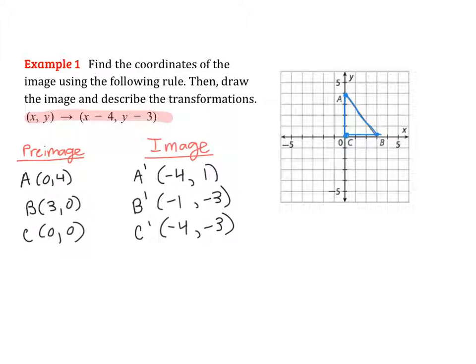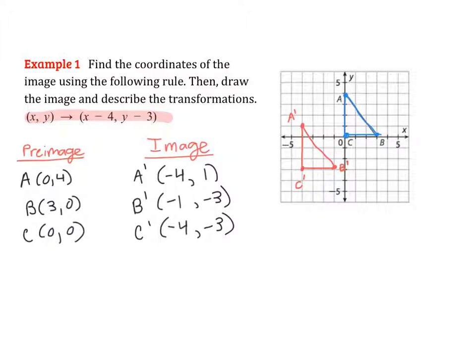So I'm going to plot those points and draw our image. We have negative 4, 1. That's going to be A prime. And then we have negative 1, negative 3. That's going to be B prime. And then we have negative 4, negative 3. That's C prime. And then connect your dots.